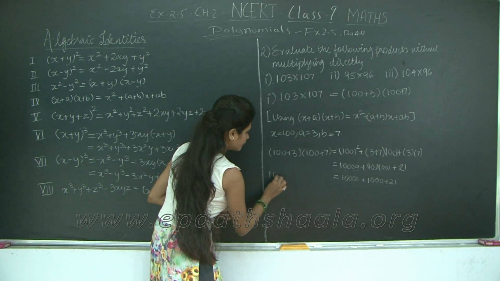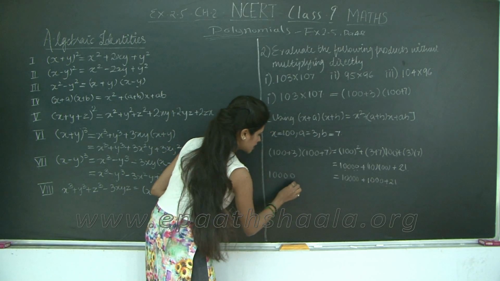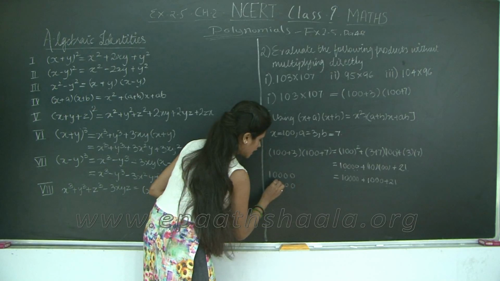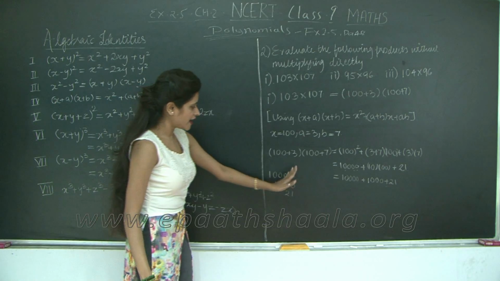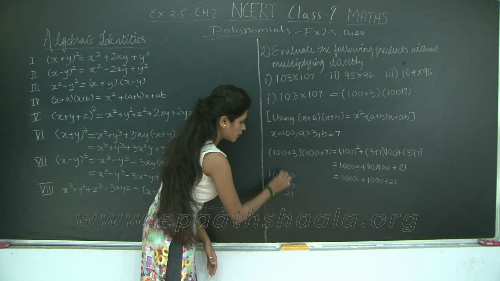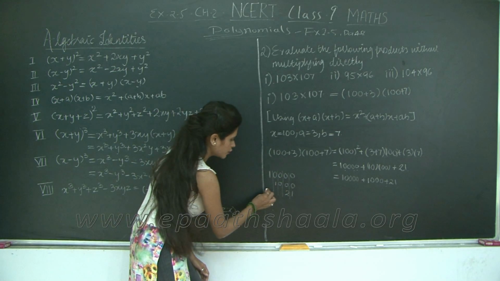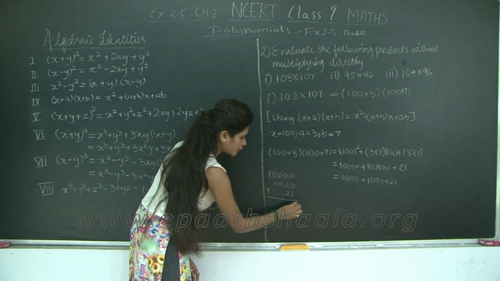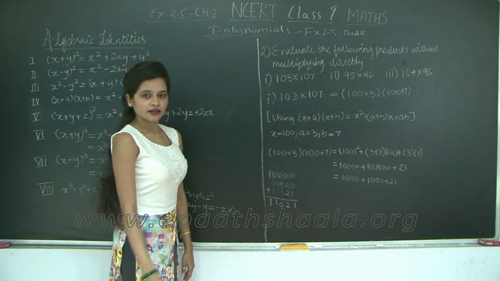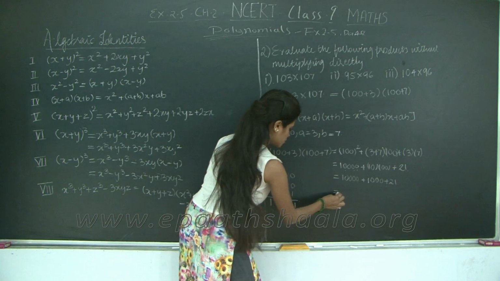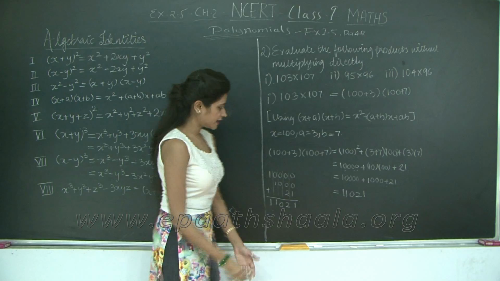So I have 1 0 0 0 0, correct? So 4 zeros here, then 3 zeros in the next one, and finally 21. See how neatly I have done this. Although my handwriting is bad, I just make a point to have everything in one column. See? So all your numbers need to be listed one below the other. Now I am going to add it. So this is equal to 1 1 0 2 1. Correct? Now we need to write the answer.